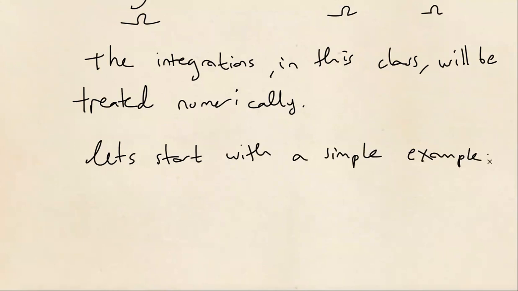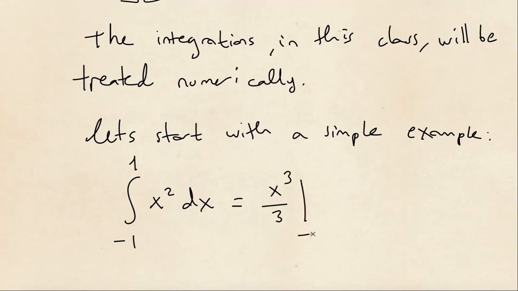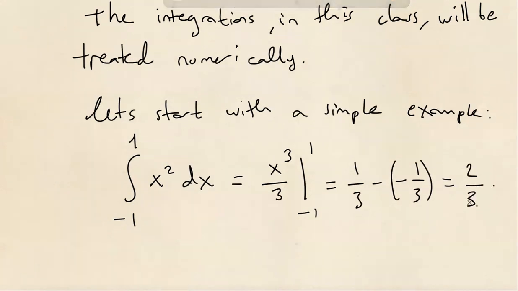I want to integrate, for example, from -1 to 1, x squared dx. I know it is simple in terms of integrating this analytically. Let's do it first. It's x cubed divided by 3, evaluated from -1 to 1. So what is this? 1 divided by 3 minus -1 over 3, which is equal to 2/3, correct? So this is the exact solution.